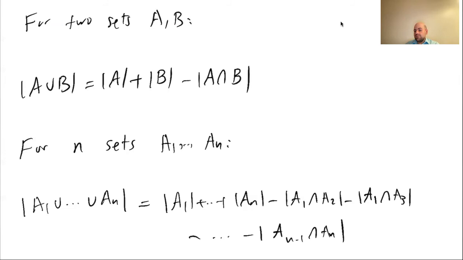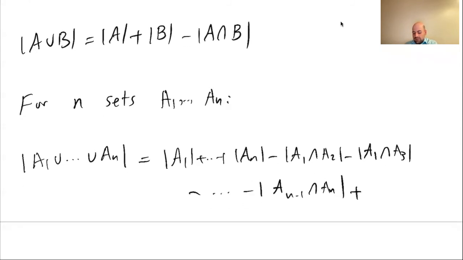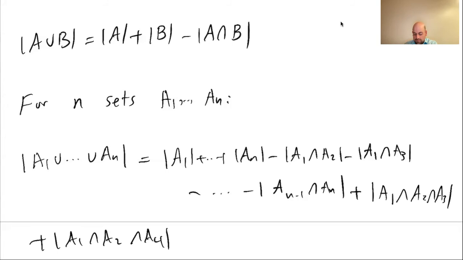So we have to exclude the intersection of any two sets. But then we have to again include the intersection of three sets. Okay, and then the last term will be minus 1 to the power n, let's say plus 1, A1 intersection to AN.